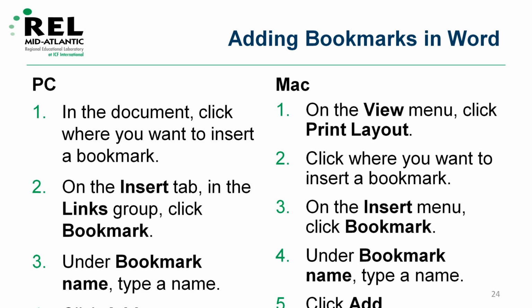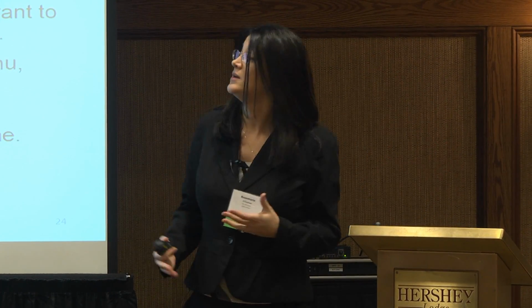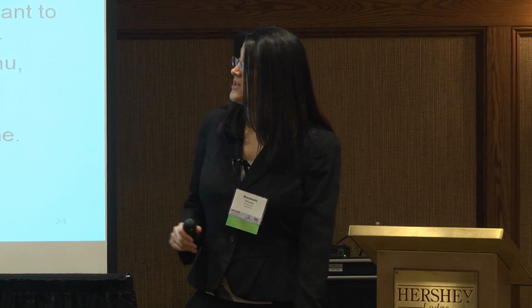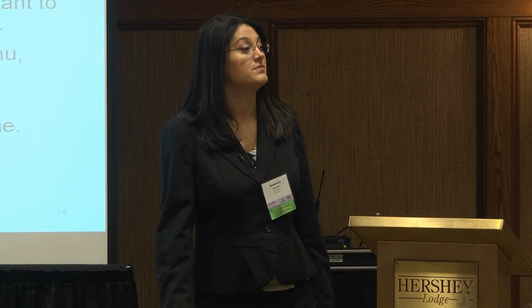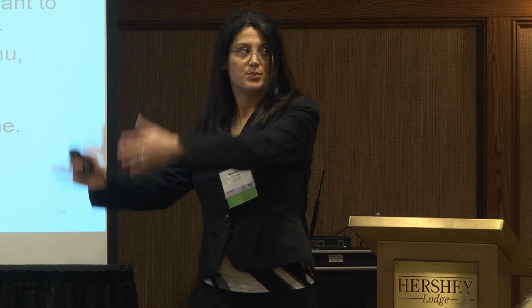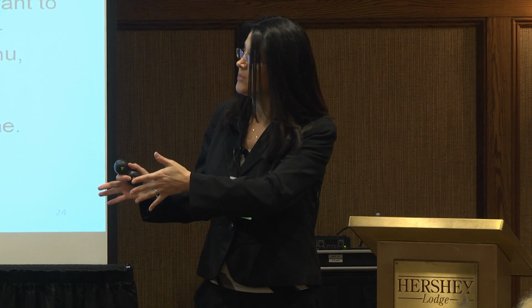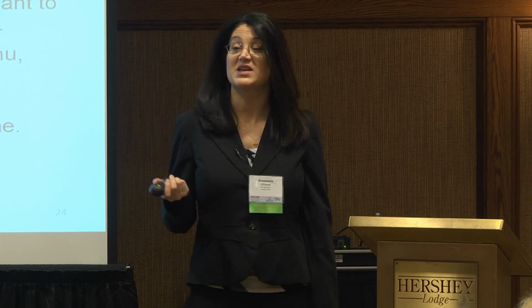And here's just the summary of it. This is everything that is in that PDF file that we shared. So adding bookmarks in Word, in your document, where do you want to add your bookmark? Where do you want it to be? You click where you want to insert it, on the Insert tab click on Bookmark, and then type in your name. Same with Mac. Make sure you're on the print layout. Put your cursor where you want your bookmark to be. Insert, bookmark, add the name. You're good to go. That's pretty much how you do it.